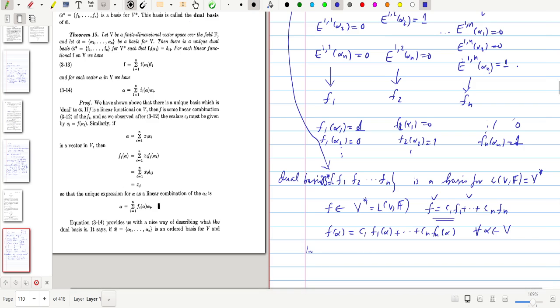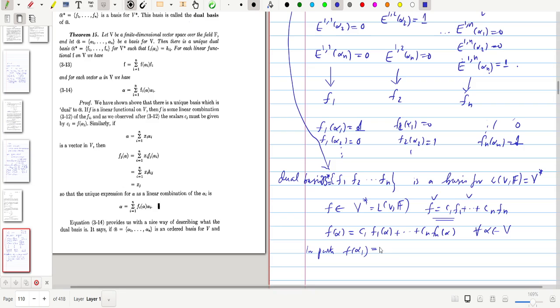In particular, if you evaluate f of alpha 1, what is f of alpha 1? F of alpha 1 is c1 times f1 of alpha 1. f1 of alpha 1 is equal to 1, and f2 of alpha 1 is 0, so the rest of them are 0. Then you get this as c1. Okay, c1 is f of alpha 1. Similarly, what is f of alpha 2? F of alpha 2 is c2, etc. f of alpha n is equal to cn. Clear?